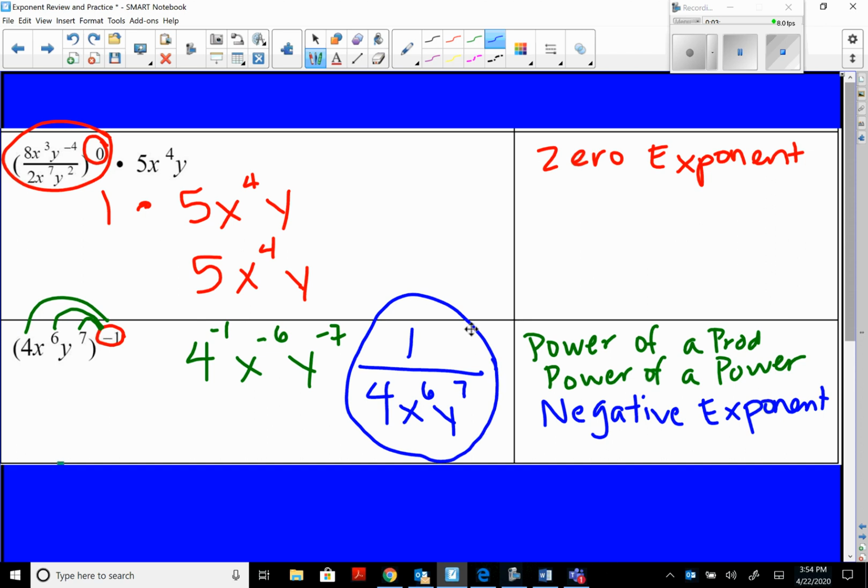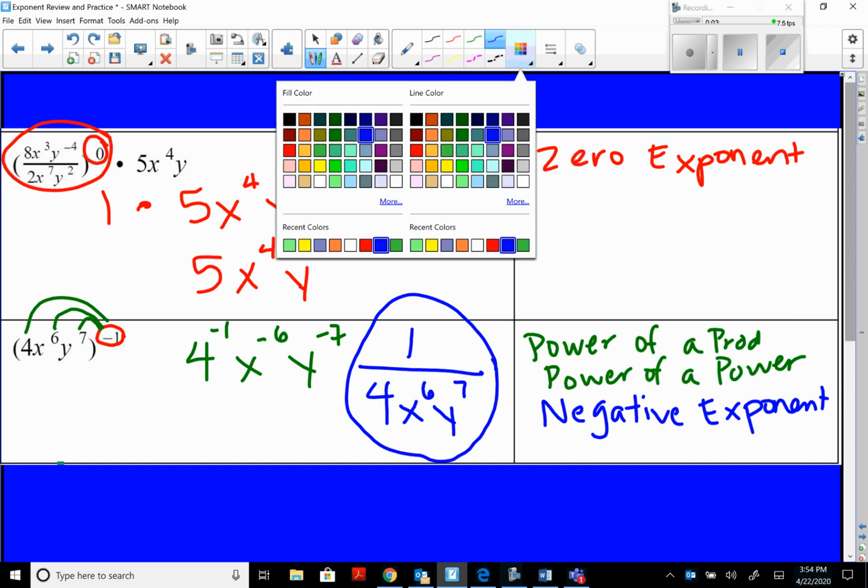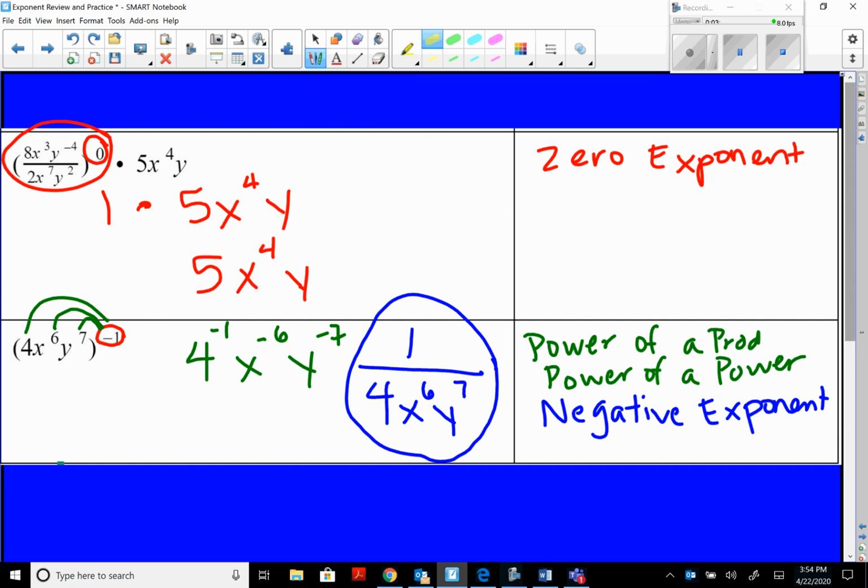So if you're checking it, the first one was 5 times x to the 4th times y. That's number 3. And number 4, your numerator was 1 and your denominator was 4 times x to the 6th times y to the 7th. 2 more.